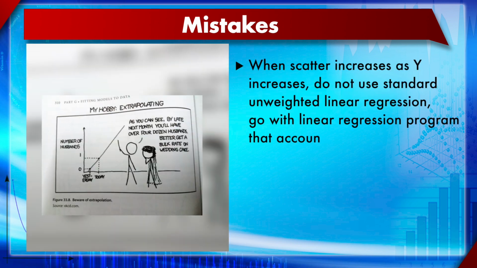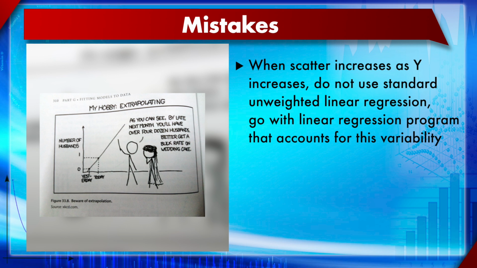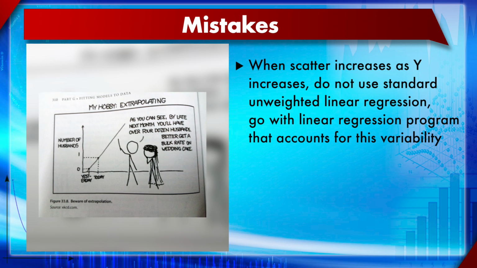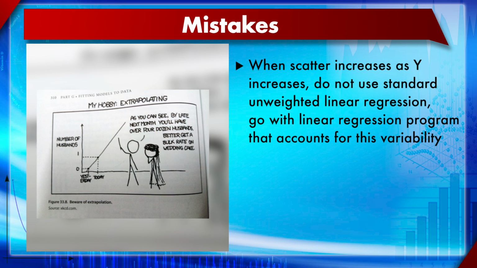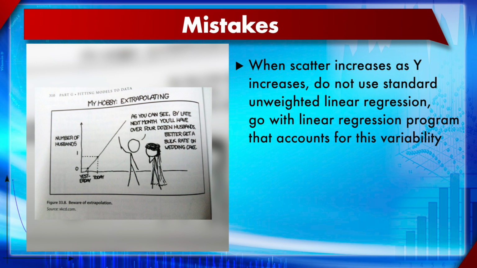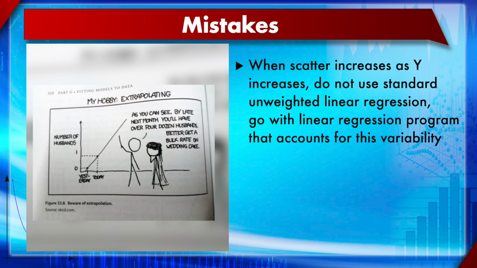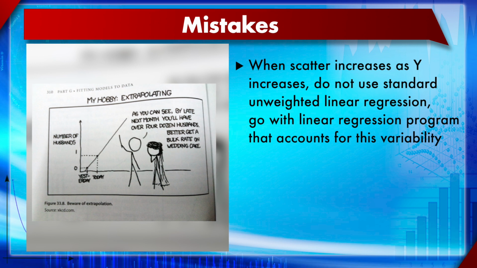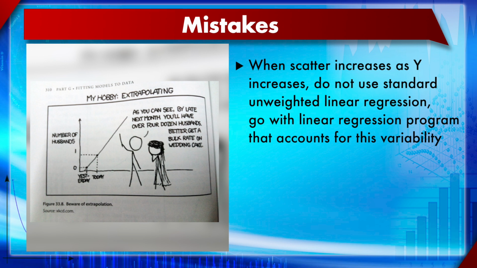When the scatter increases as the y increases, do not use a standard unweighted linear regression. You have to go for a linear regression program that accounts for this variability. It is not homoscedasticity, because the variability changes. It is invalidating the homoscedasticity, or equality of variance across the line. So in that case, you have to go for a corrected version of the regression algorithm.